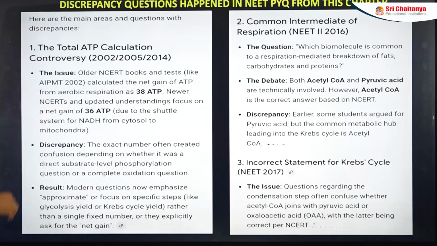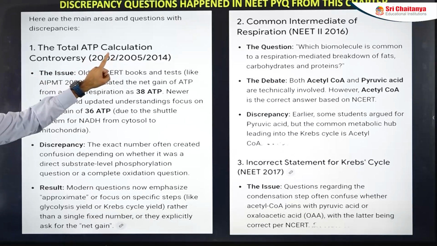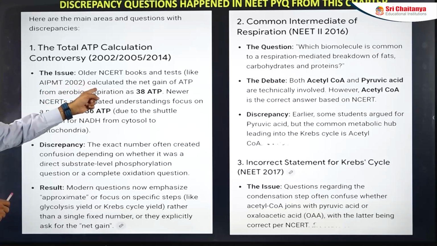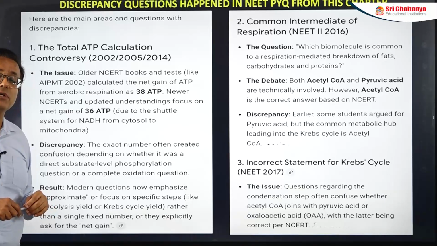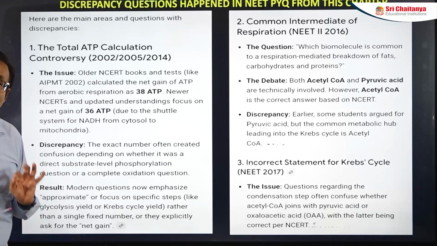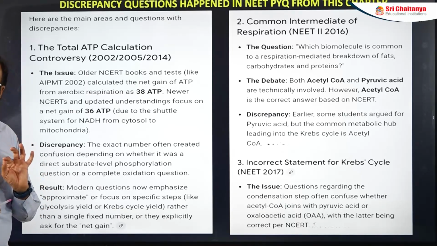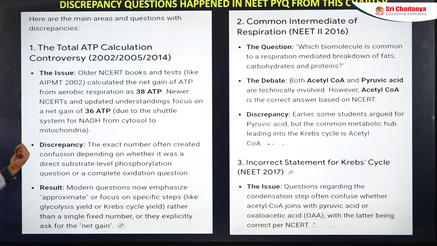Okay, so these are the discrepancy questions that happened in NEET previous year questions from this chapter. The total ATP calculation controversy was there in the years 2002, 2005 and 2014. The issue was that the older NCERT books and tests calculated the net gain of ATP from aerobic respiration as 38. The newer NCERT updated understanding focuses on a net gain of 36 ATP. Although they have not given the shuttle, if the question comes, follow what is given in the new NCERT textbook. Then this was the discrepancy, whether the number is 36 or 38.